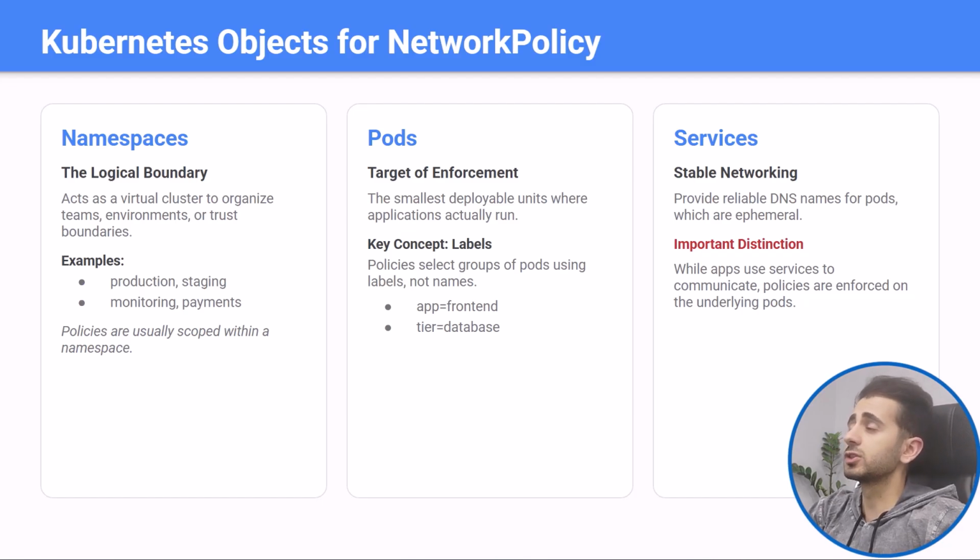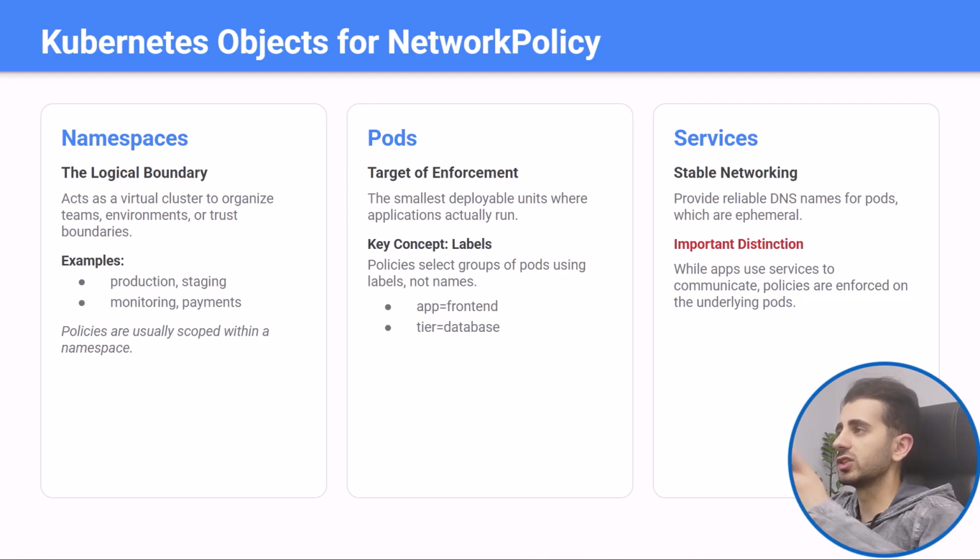And pods. Pods are the smallest deployable units in Kubernetes, as you know. Your application runs inside pods, not directly on the nodes. When you scale an application, Kubernetes creates multiple pods, each with its own IP address. The key point for network policy is this: we don't target individual pods directly. We target them using labels. For example, we could have pods that have labels like app equals frontend or app equals backend. Network policies apply to all pods that match these labels.